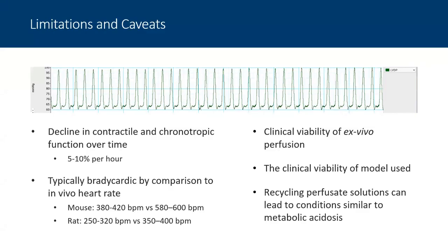Lastly, using the perfusate and recycling it can actually cause issues insofar as it's very similar to a metabolic acidosis situation. And that's because of the release of lactate from the heart in response to that very short ischemic insult when we're taking the heart out of the animal prior to starting the Langendorff perfusion.